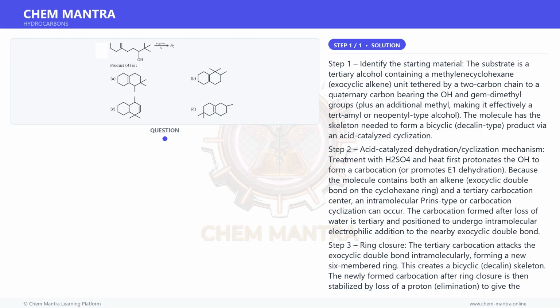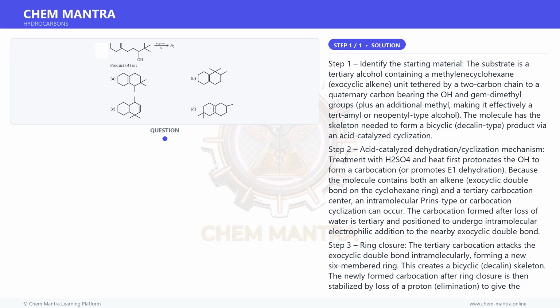Step 2. Acid-catalyzed dehydration cyclization mechanism. Treatment with H2SO4 and heat first protonates the OH to form a carbocation or promotes E1 dehydration. Because the molecule contains both an alkene, the exocyclic double bond on the cyclohexane ring, and a tertiary carbocation center, an intramolecular Prins type or carbocation cyclization can occur.